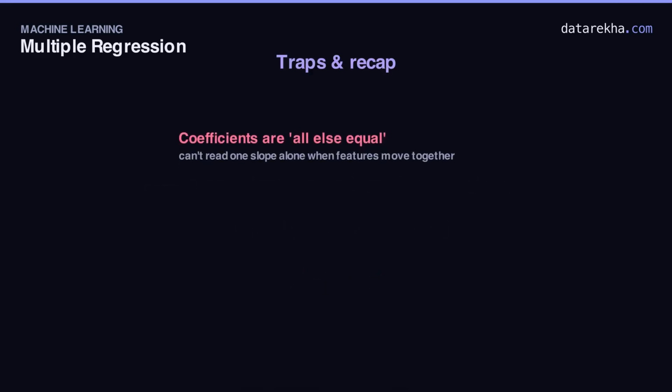Trap 1, the big one. Every coefficient assumes all else equal. When features move together, you cannot interpret a single slope in isolation. Trap 2. Never forget the leading column of ones. Drop it, and you force the plane through the origin, which is almost always wrong.